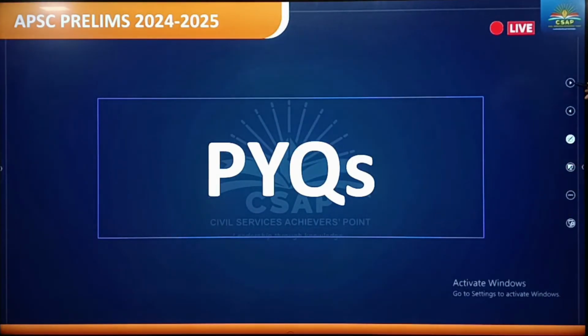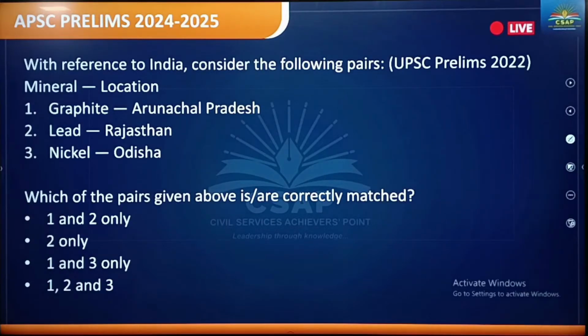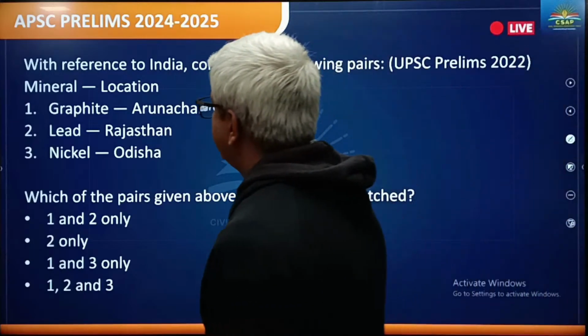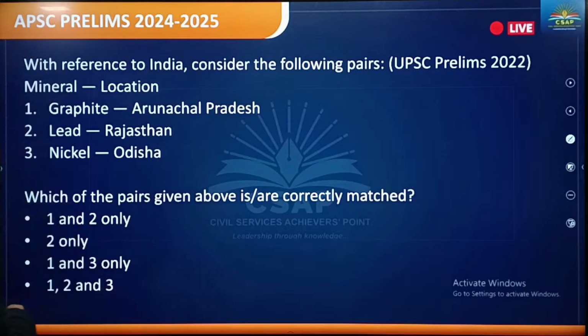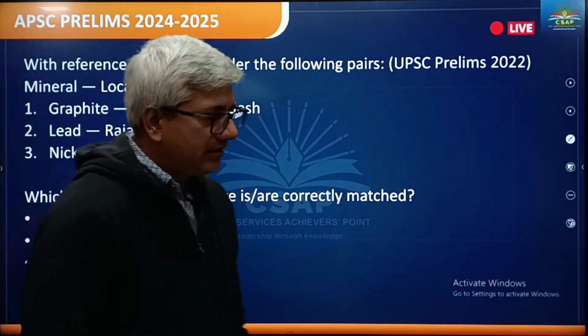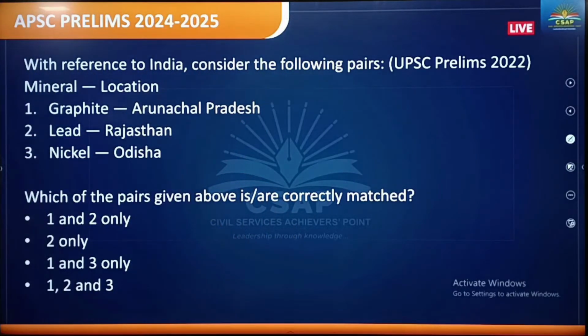Previous year's question, one. With reference to India, consider the following pairs, that is mineral and location: graphite, Arunachal Pradesh; lead, Rajasthan; nickel, Odisha. Which of the above pairs are correctly matched? So can you check this? Which will be correct?